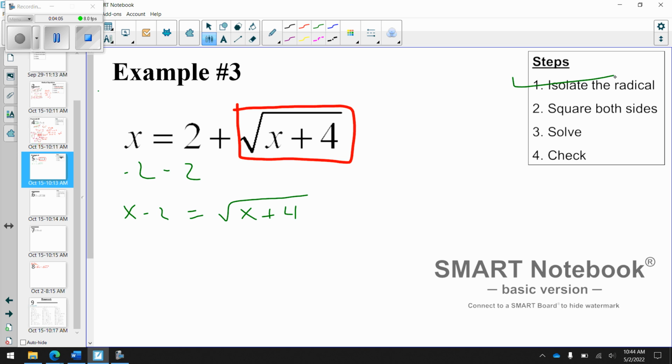Done. Square both sides. Let me switch colors. Square, square. Now here's where it just gets a little tricky. The right side's easy. x plus 4. The left side, I need to square that. I need to FOIL that or double distribute. So x times x, x squared, minus 2x, minus 2x, plus 4. I just kind of did that in my head.